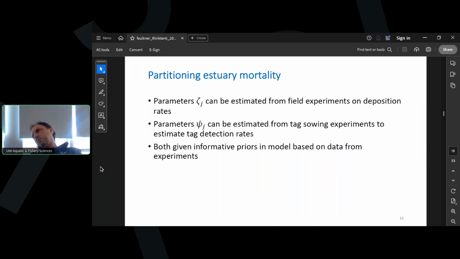So the closer you are to fall, the more likely that tag is going to be detected on the island. So there's a function of the recovery or detection probability of the tags on the island. And so we use that information and make informative priors in the model based on data. That allows us to estimate that predation rate or mortality due to each of the colonies. Okay.